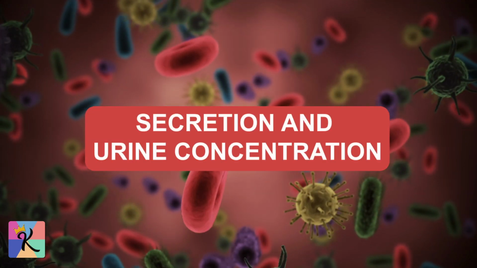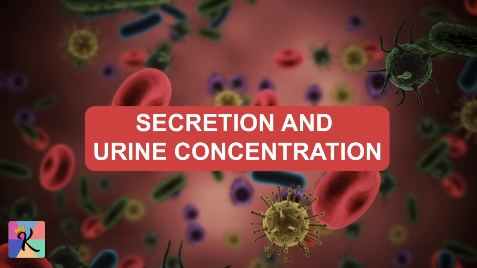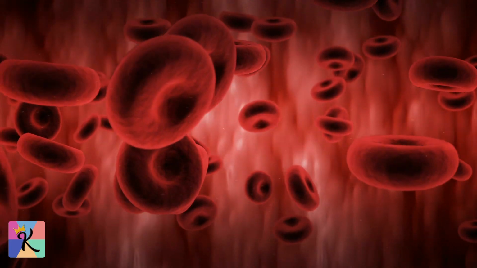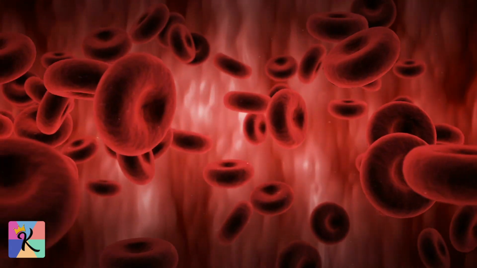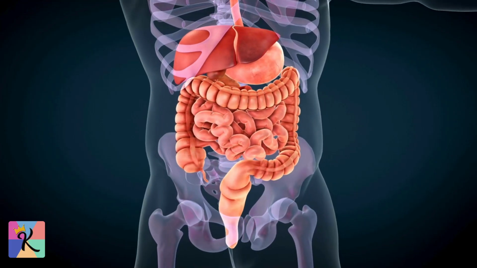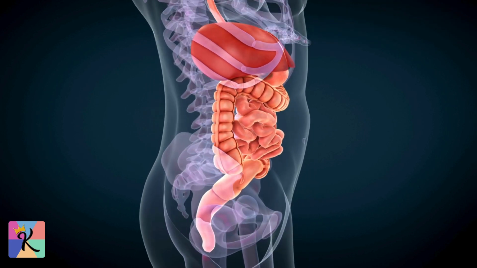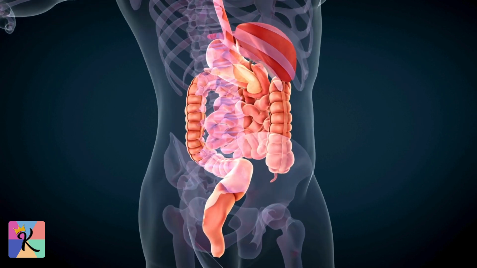Welcome to our exploration of secretion and urine concentration in the nephron. While filtration and reabsorption handle the bulk of processing, these steps fine-tune the filtrate, ensuring the body eliminates waste effectively and maintains balance. By the end of this video, you'll understand how secretion works as a backup system and how hormones like ADH and aldosterone regulate urine concentration. Let's dive in.